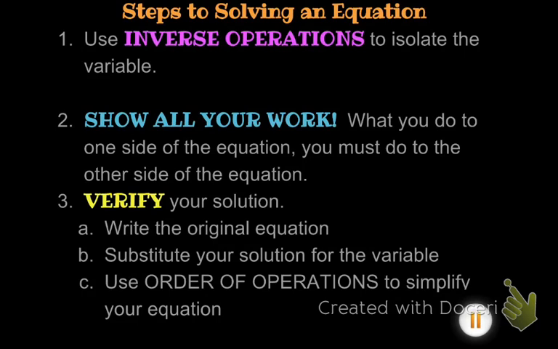Okay, last step, verify your solution. This step will tell you if you got the equation correct or not. To verify, the first thing you need to do is write the original equation, and then substitute your solution in for the variable. From there, you're going to use your order of operations to simplify your equation. Take a second, pause the video, and jot step number 3 into your notes.